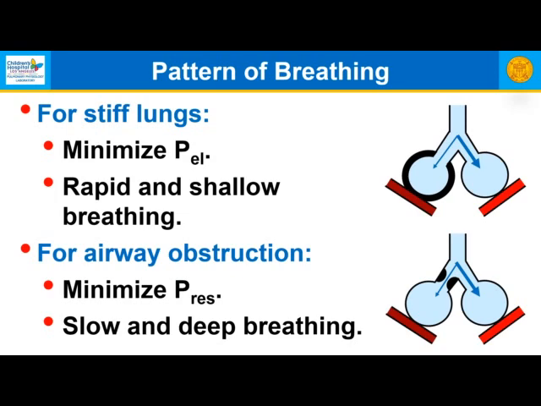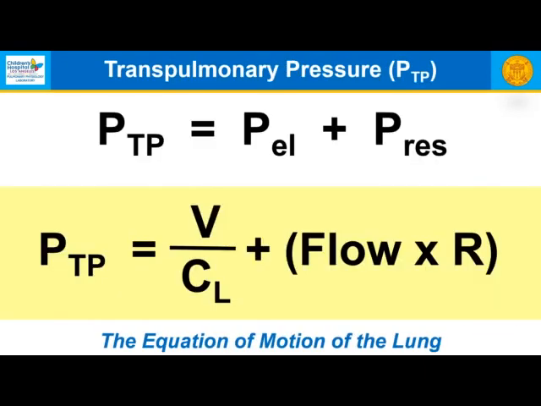Basically, just to summarize, for stiff lungs, you want to minimize the elastic recoil component. So you're going to take rapid, shallow breaths. For airway obstruction, you want to minimize the resistance component of transpulmonary pressure. So you're going to take deep, slow breaths. And this again is from the equation of motion of the lung.